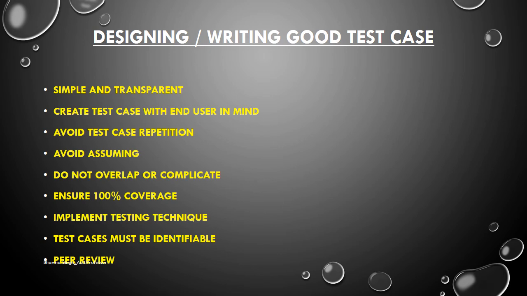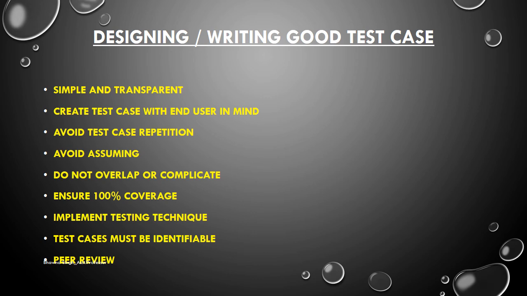Then the next we have do not overlap or complicate. That means we should write the test cases in such a way that only one thing is tested at a time, so that we can focus on one particular thing at one particular time. Then the next we have ensure 100% coverage. That means the test cases that we are writing should check all the software requirements that are mentioned in the specification document.